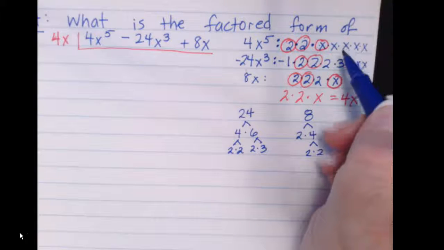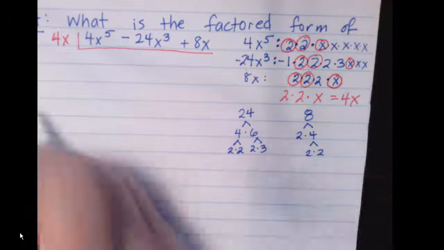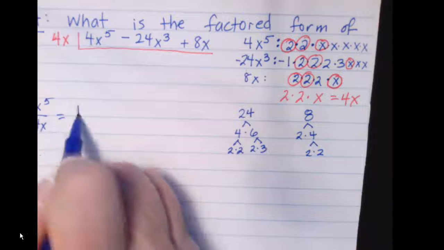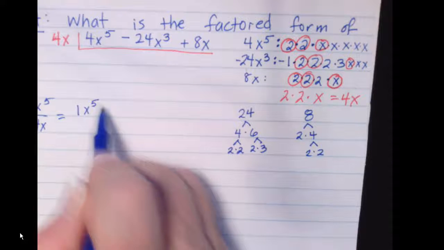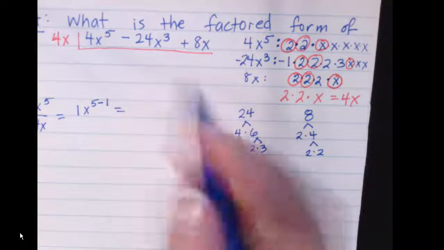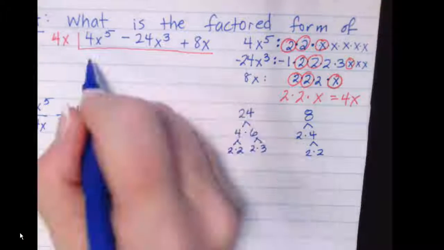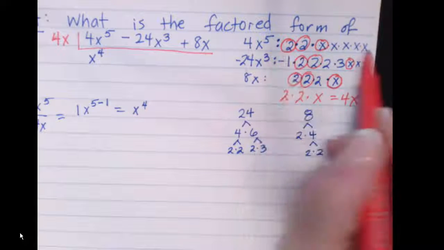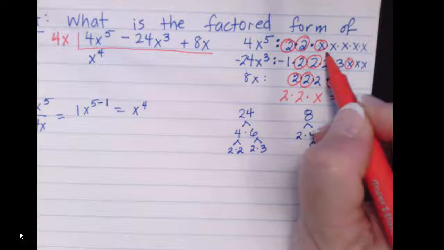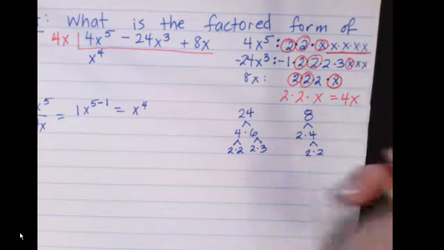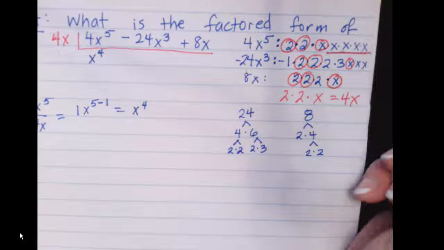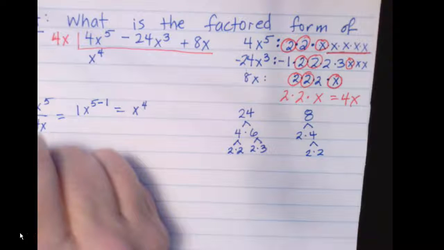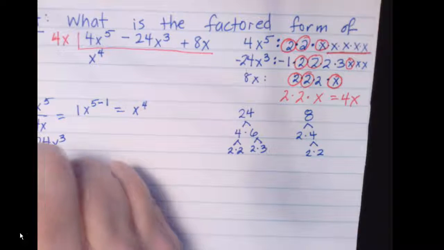So 4x to the 5th divided by 4x. Let me come down here and show my division. So 4 divided by 4 is 1. X to the 5th divided by x to the 1st, I would do my subtraction. So my final answer for that is x to the 4th. And if you look, when I prime factored 4x to the 5th, you'll notice that this x to the 4th was what was left after my GCF had been circled. So let me do the same thing by dividing -24x cubed by 4x.